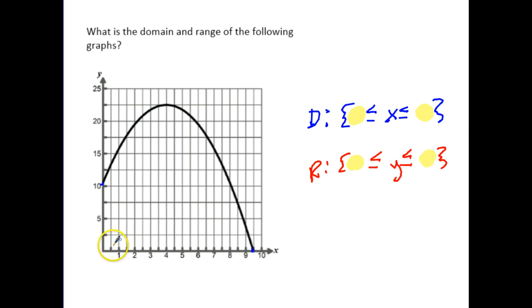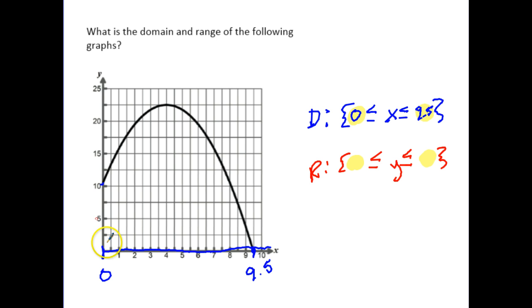We know the domain represents our x values, so we're going to look at the x number line specifically, and we're going to find the lowest possible value on this graph, which happens to be 0, and the highest possible point, which happens to be about 9.5. So 0 is my lowest, 9.5 is my largest.